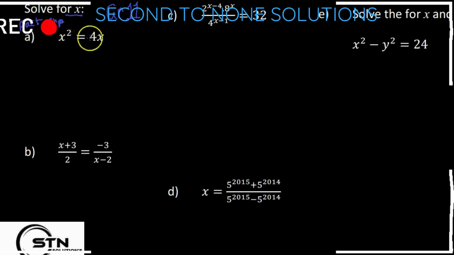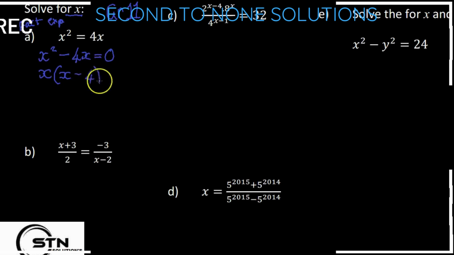We've got x squared is equal to 4x. Because it is a quadratic equation, and I know that because of the squared, I'm going to make it equal to 0. And then I'm going to factorize it by taking out a common factor of x. So that leaves me now with x times (x minus 4) is equal to 0.